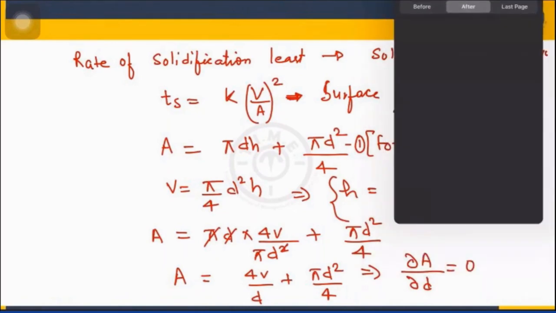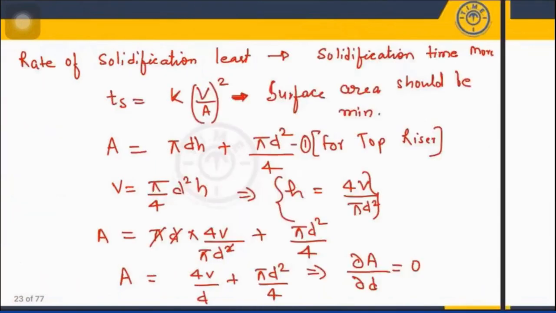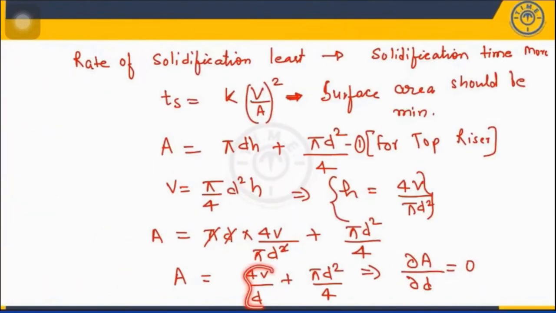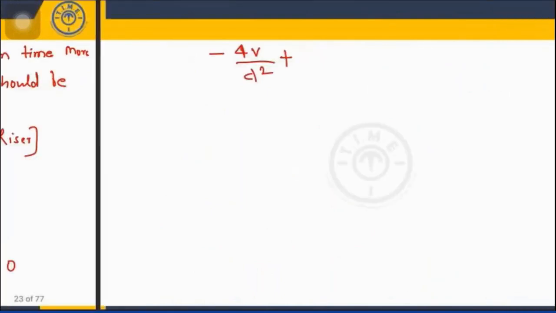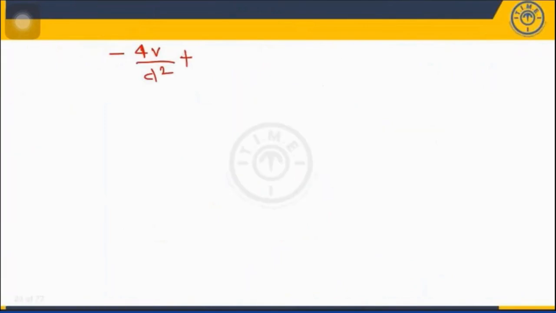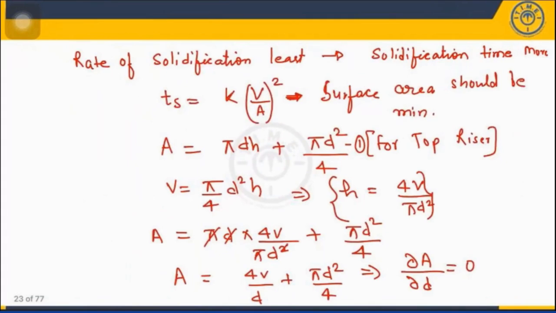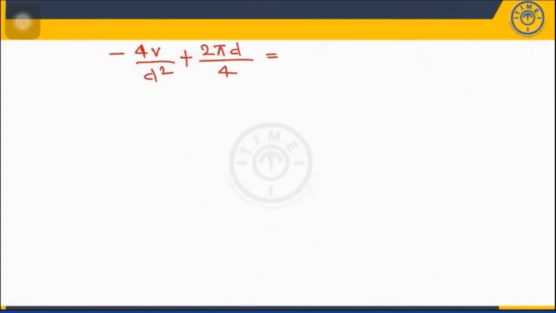Let me add one more slide. What is the differentiation of this one? 4v by d, 4v is a constant. The differentiation of 1 by d is minus 1 by d square. So minus 4v by d square plus pi d square by 4. Pi d square by 4 differentiates to 2 pi d by 4, because the differentiation of d square is 2d. So 2 pi d by 4 is equal to 0. So from here, 4v by d square can be written as 2 pi d by 4. That means d cube can be written as 8v by pi.